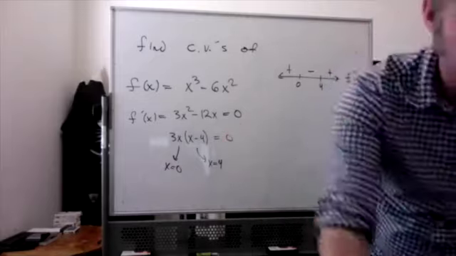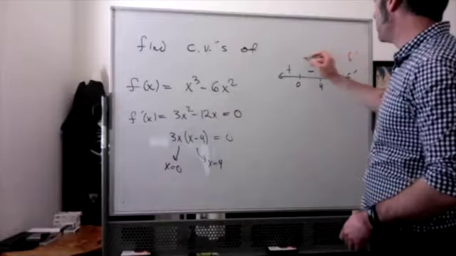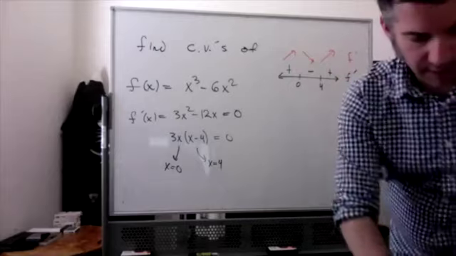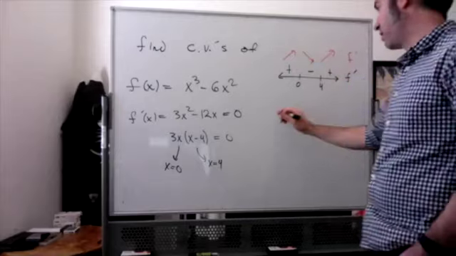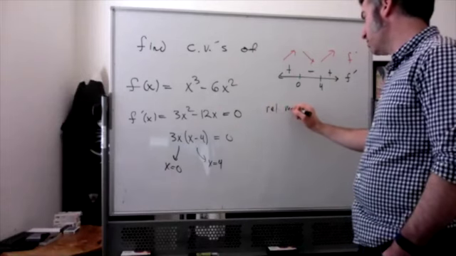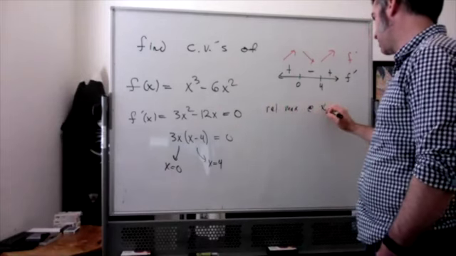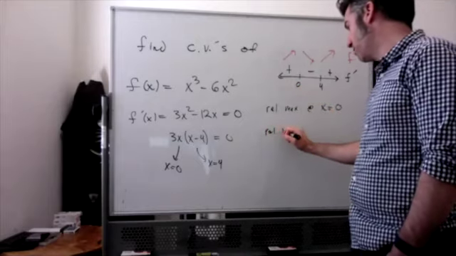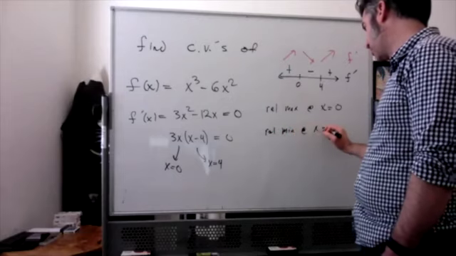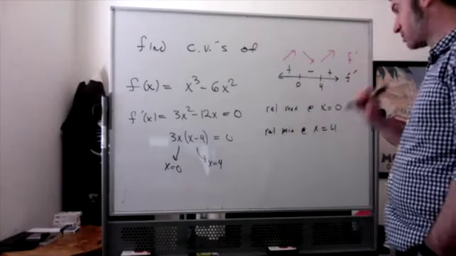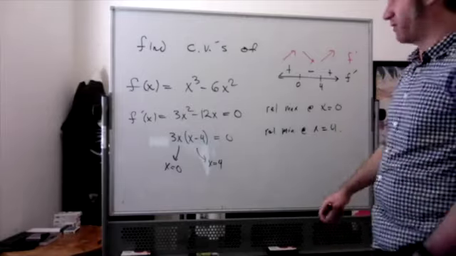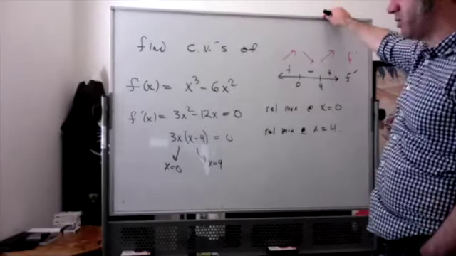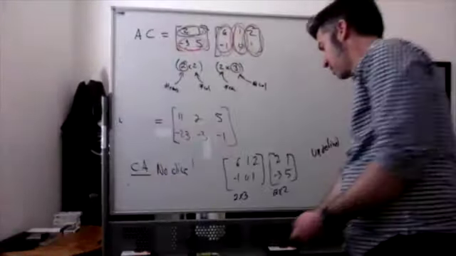So then we know that the function itself is increasing, decreasing, increasing. And we know that we have a relative maximum at x equal to 0, because the function is increasing and then decreasing. We have a relative minimum at x equal to 4. Okay. There's a few different directions I feel like we could go here. Let's go in this direction first.